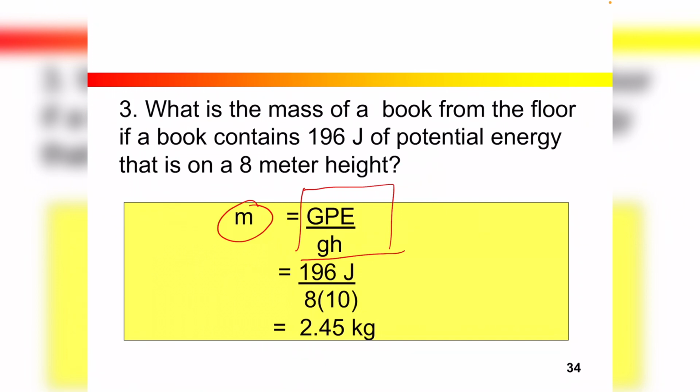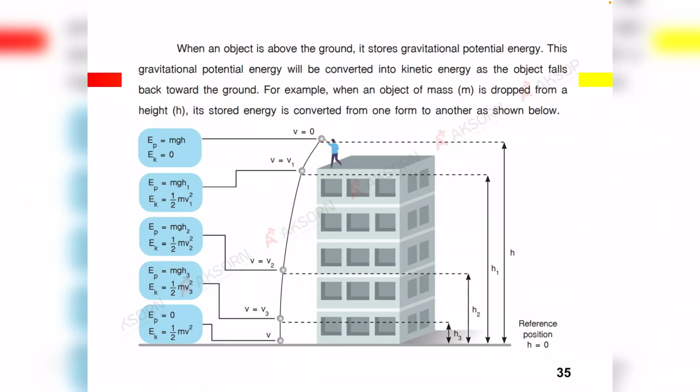Very good. So when an object is above the ground, it stores gravitational potential energy. This gravitational potential energy will be converted into kinetic energy as the object falls toward the ground. For example, when an object M is dropped from a height, its stored energy is converted from one form to another as shown in this picture.